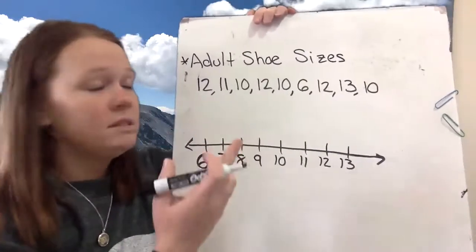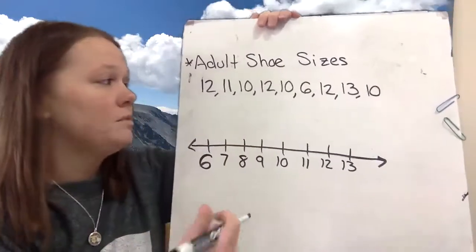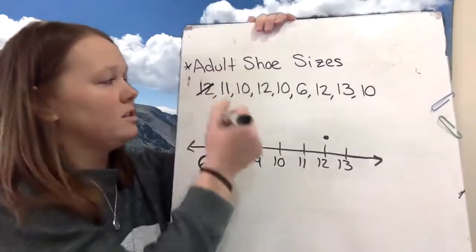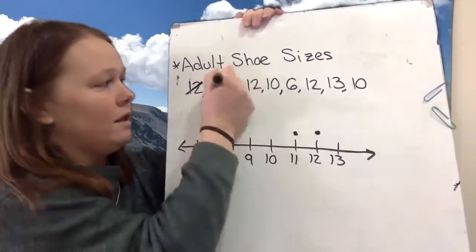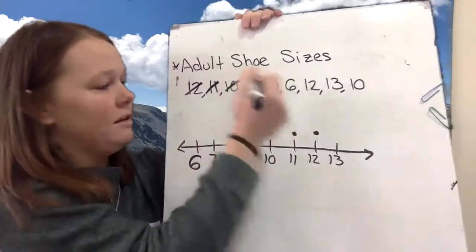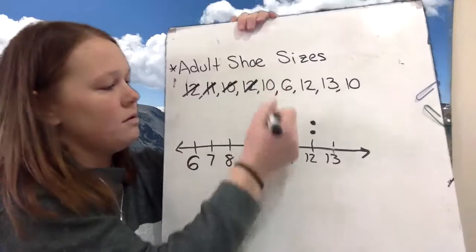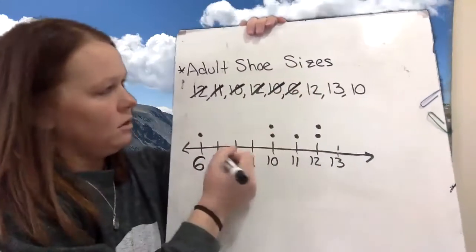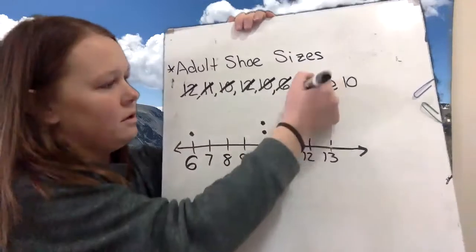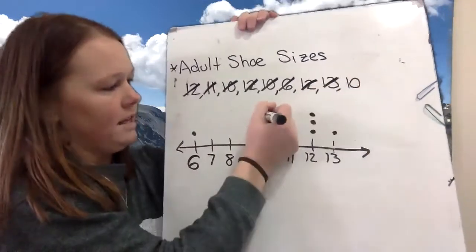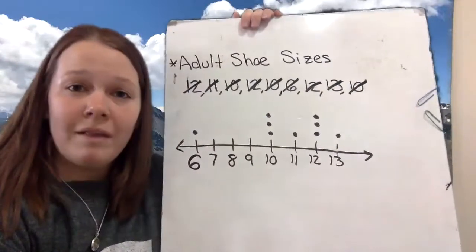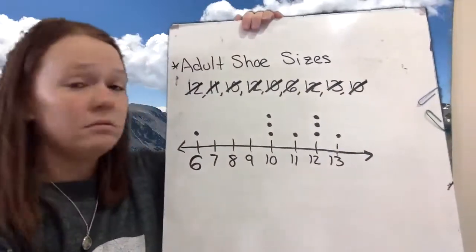So now what I'm going to do is this time let's use dots to show these points instead. So I'm going to put a dot above each one like so, 12, 11, 10, 12, 10, 6, 12, 13, and 10. There we go. Okay, so I plotted my points. That means I'm good, right? My line graph, or line plot graph's done.